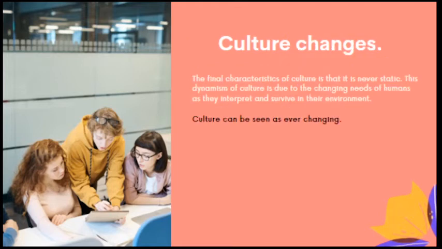The final characteristic of culture is that it is never static. Culture changes due to the changing needs of humans as they interpret and survive in their environment. Culture is continuously reinvented by people, kagaya ng clothes at ng pagkain. Culture can be seen as ever-changing.